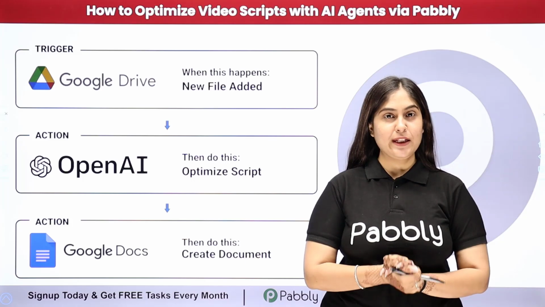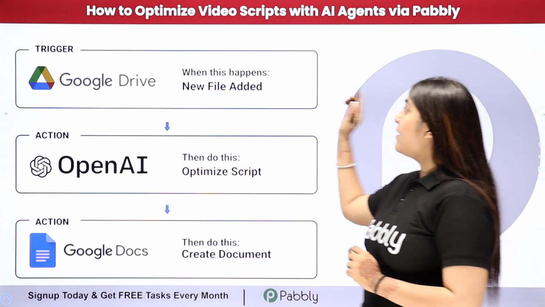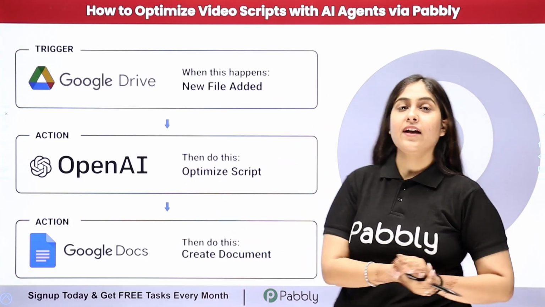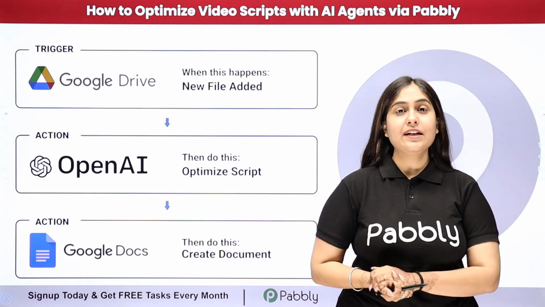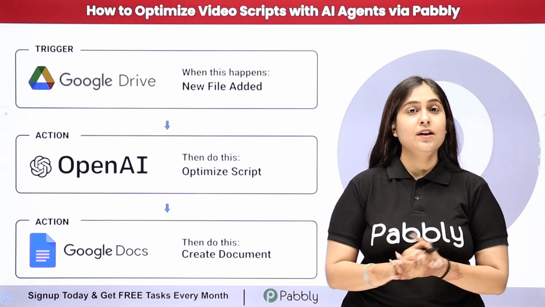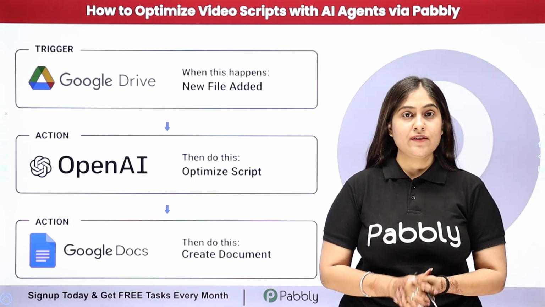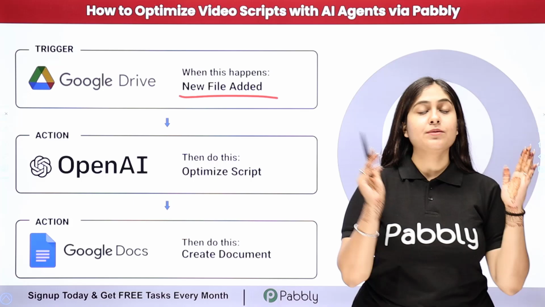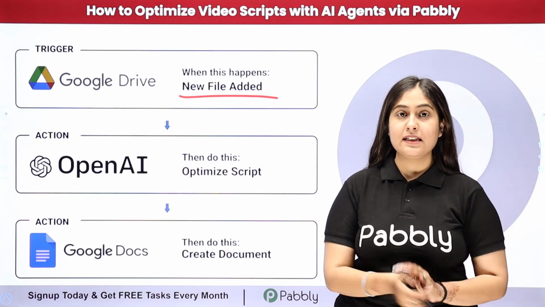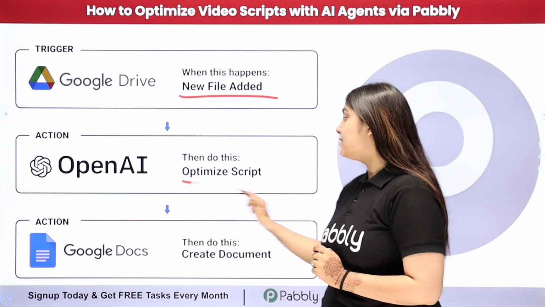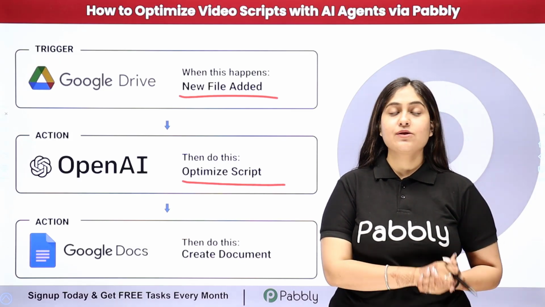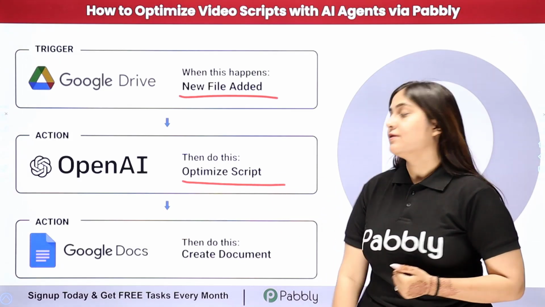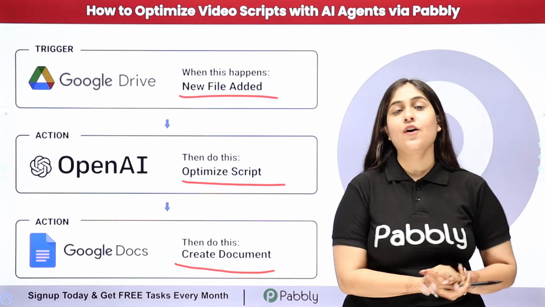In this video, we are going to understand how to optimize video scripts with AI agents via Pabbly. So as a content creator, I need to write video scripts a lot. So now here my objective is that whenever I'm going to add a new file, that means a new video script on my Google Drive folder, then automatically OpenAI should optimize that script, and after optimizing the script, automatically that should be created as a new document in my Google Docs account.